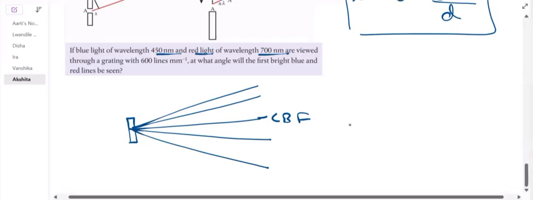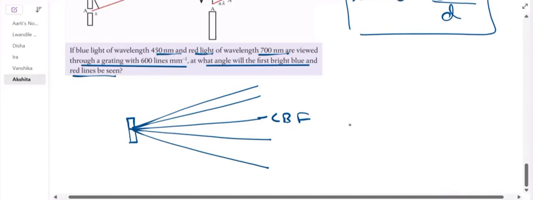What is given? 450 nanometer is for blue light and 700 nanometer is for red light, and they are viewed through a grating of 600 lines per millimeter. This is the number of grating lines given. At what angle will you get the first bright blue and red line? This is what the question says.